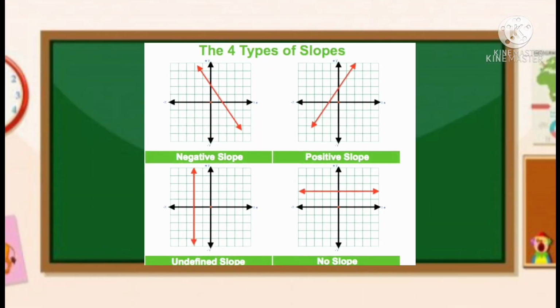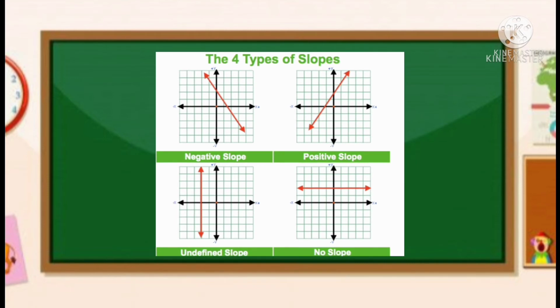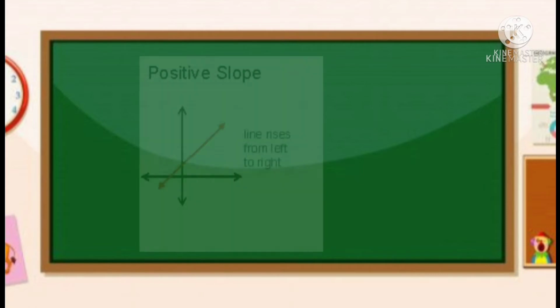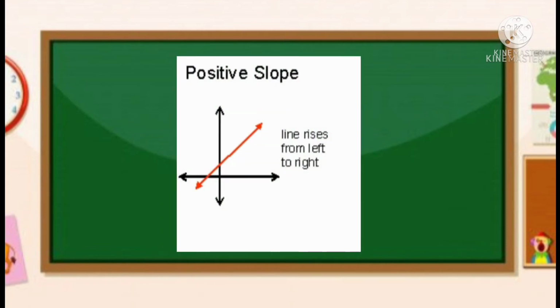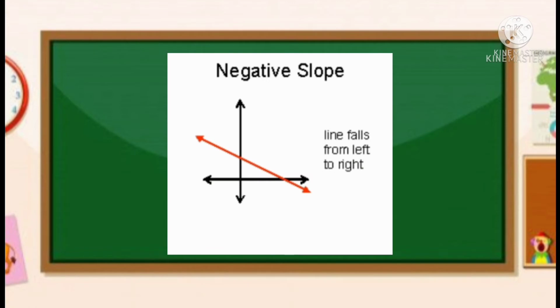There are four types or illustrations of slope. It can be illustrated by the trend of the graph or line. First, if the slope is positive, then the graph or line is increasing from left to right. Second, if the slope is negative, then the graph or line is decreasing from left to right.